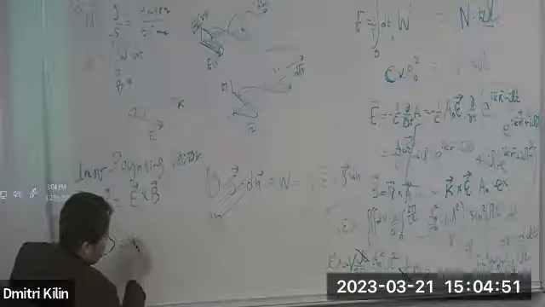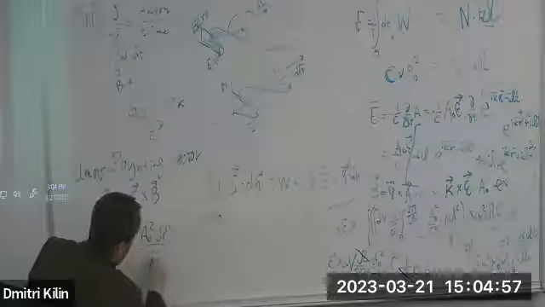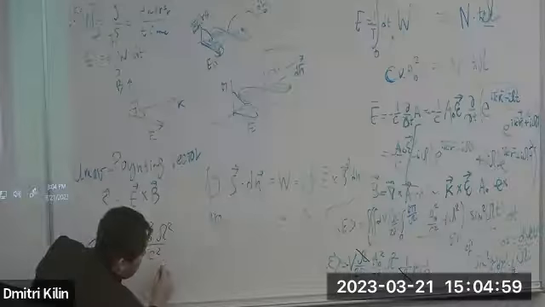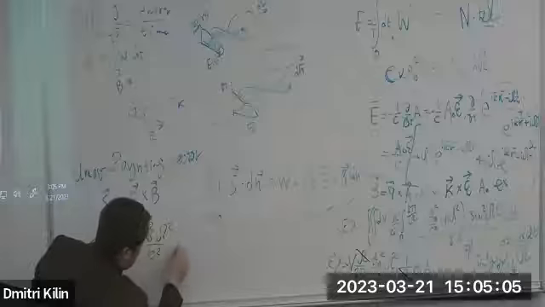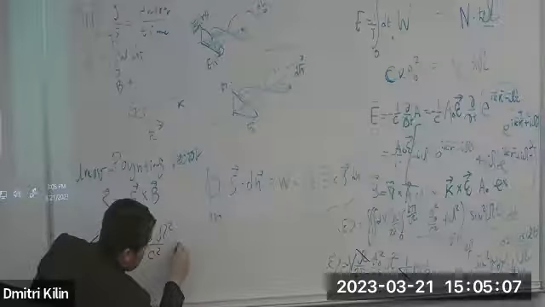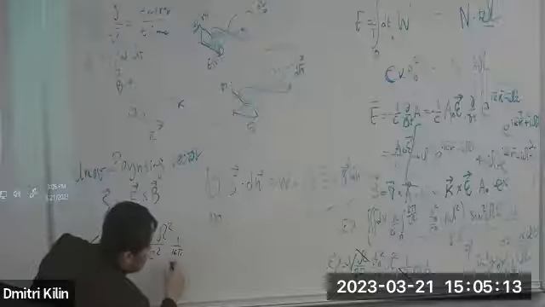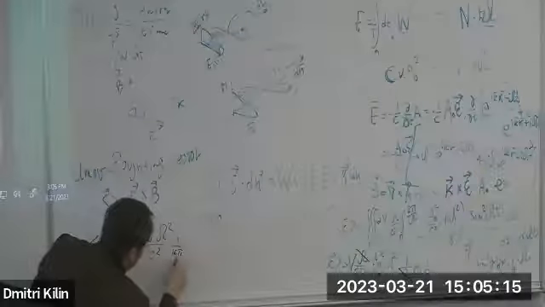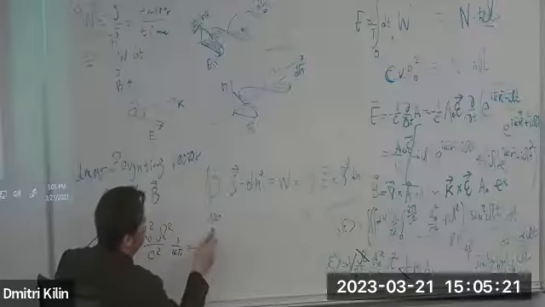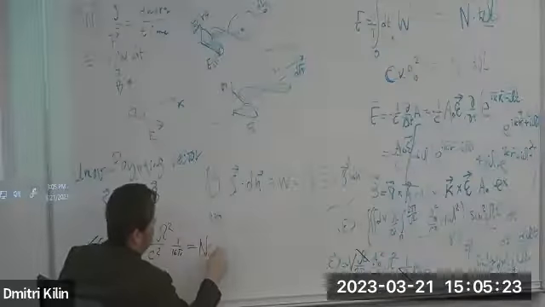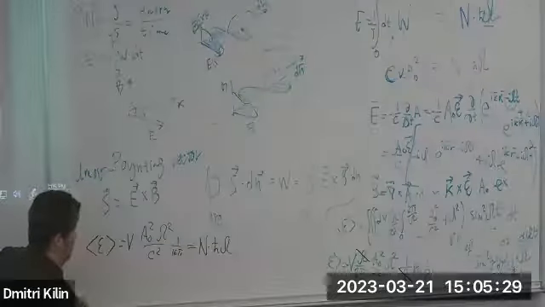So energy is volume, A naught squared, omega squared, speed of light squared, and then some collection of pi factors. Something like, I don't know, 16 pi, or maybe 32 pi. I will not fight for it right now. And we assume that it will be the number of quanta times the energy of one quantum, right?